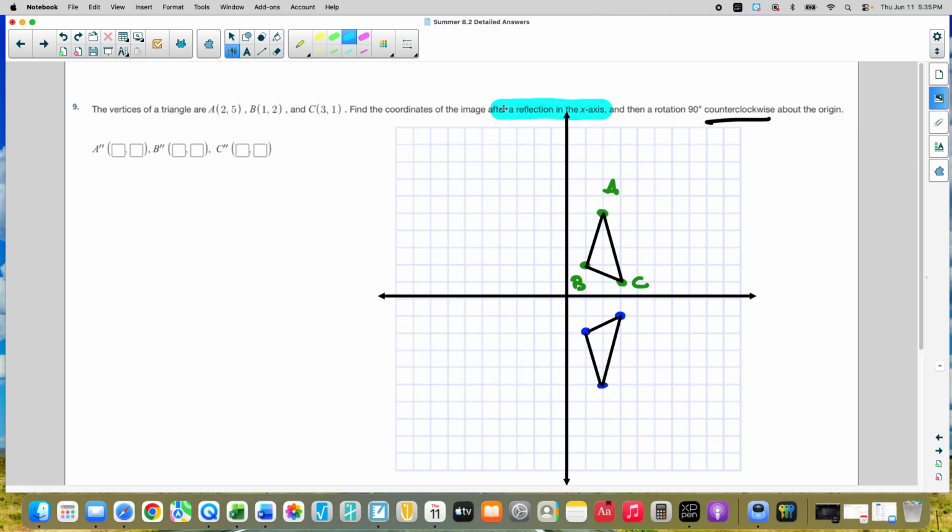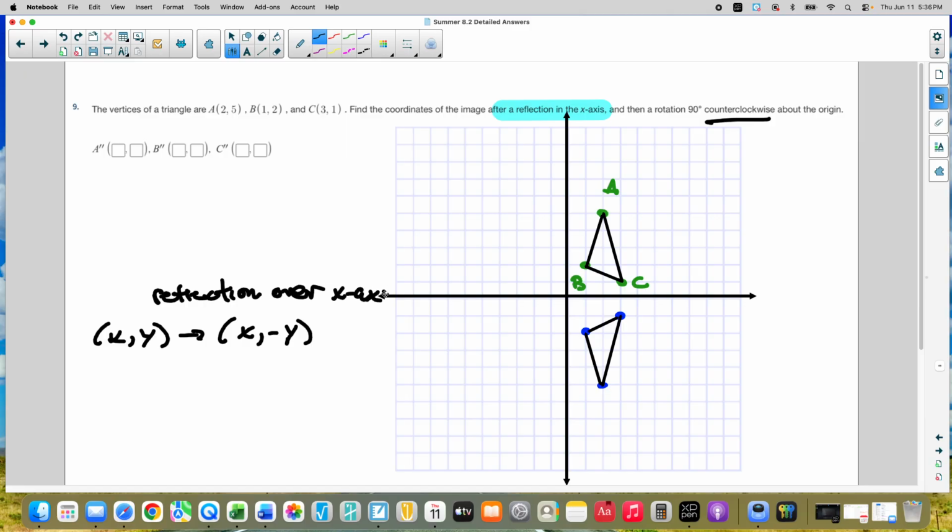So when we reflect it over the x-axis, the mathematical rule is x comma y. This time your x value stays the same, and you're going to do the opposite of your y value. That is a reflection over the x-axis. So those points now become 2, negative 5, 1, negative 2, and 3, negative 1.